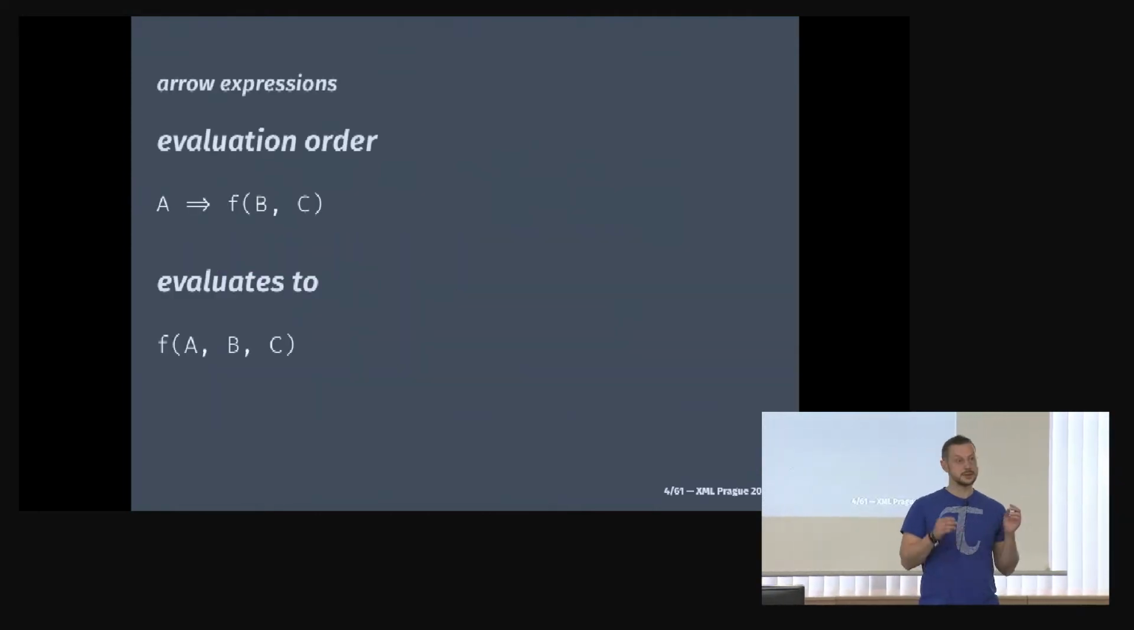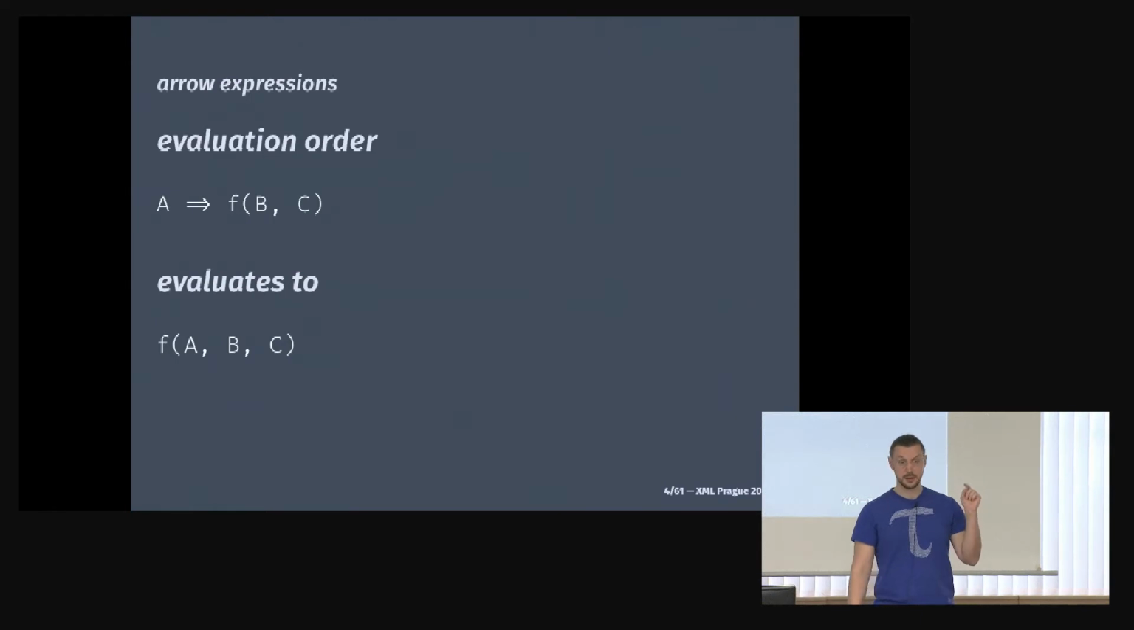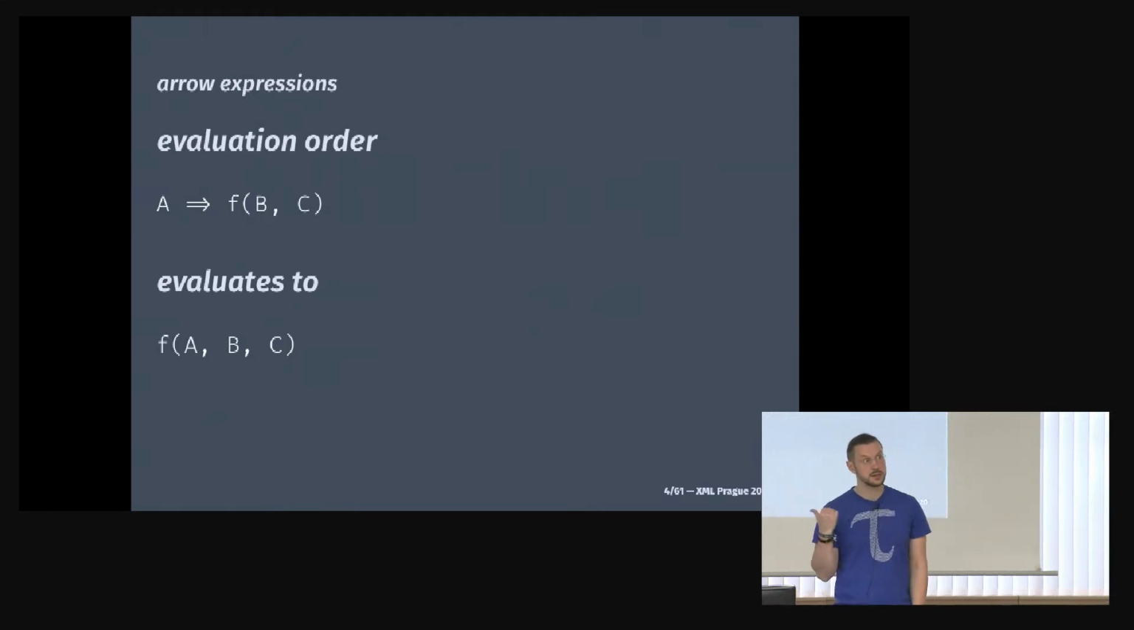It will take this A, evaluate it, and put it into the function that is after the arrow, and put it there as the first parameter, always. There's no way around that. And whatever is on the right-hand side of the arrow expressions needs to be a function call.